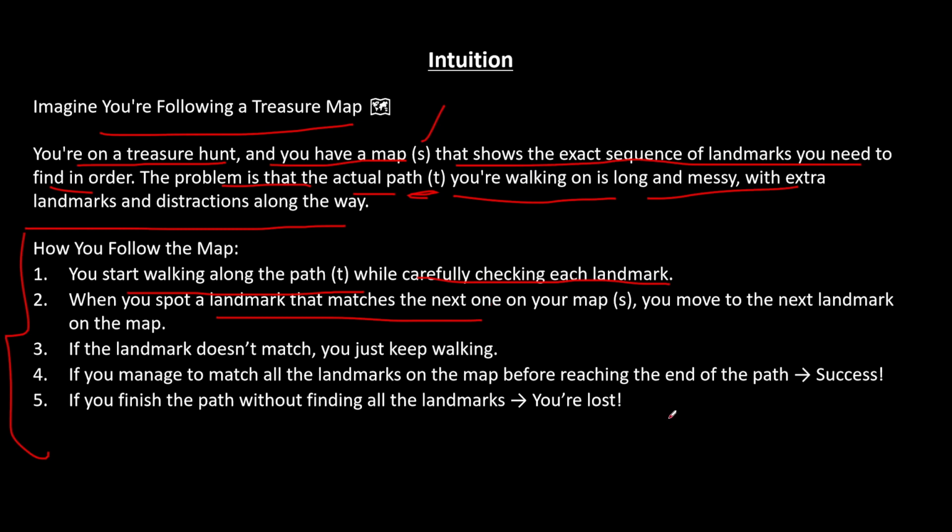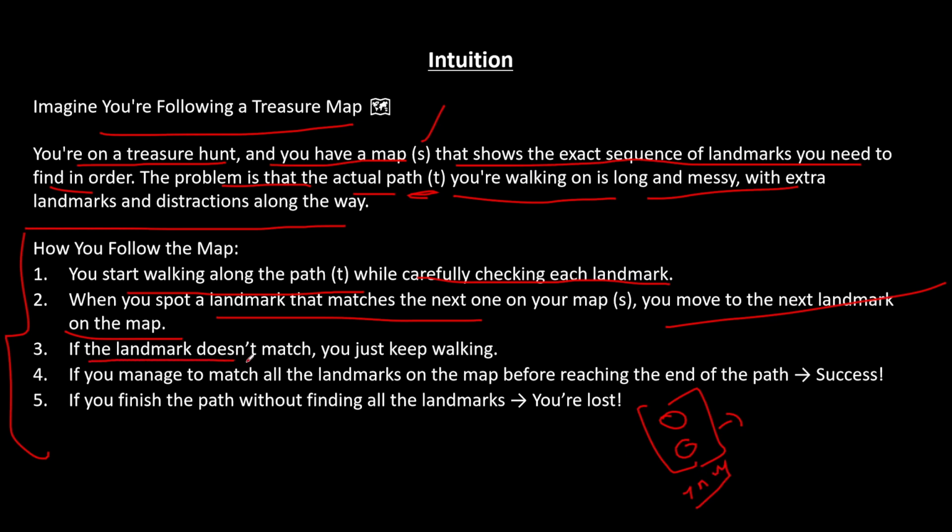If a landmark you are standing on in T matches with S, you move to the next landmark on the map, right? This means we got one landmark. Now we move to the next. We mark it as true in our treasure map and we move ahead, right?